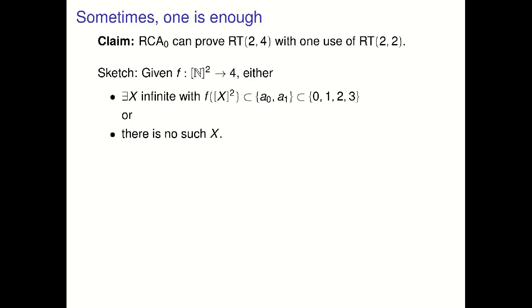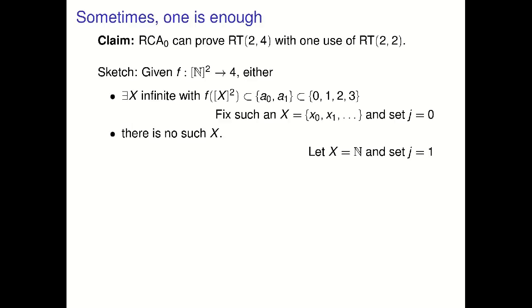Start out with your 4 coloring. One of 2 things has to happen. Either you've got an infinite set where the coloring lands in a set of 2 elements, or there is no such X. One or the other. So that's the law of the excluded middle, right at the beginning. Now in each case you do something slightly different.